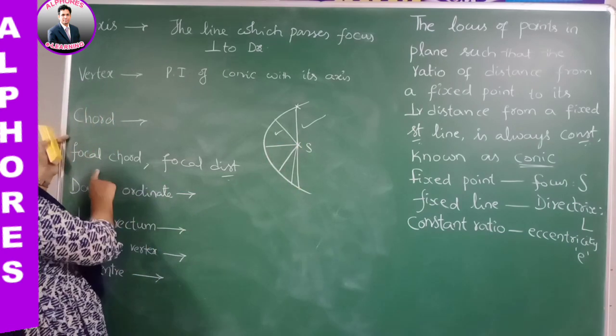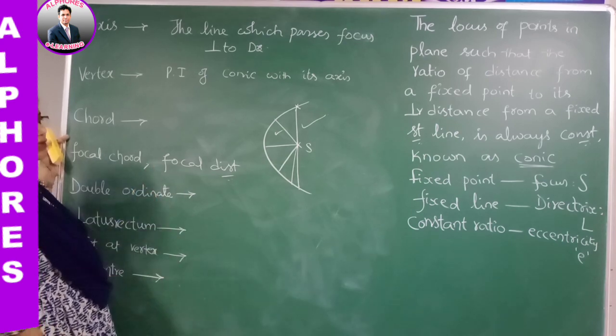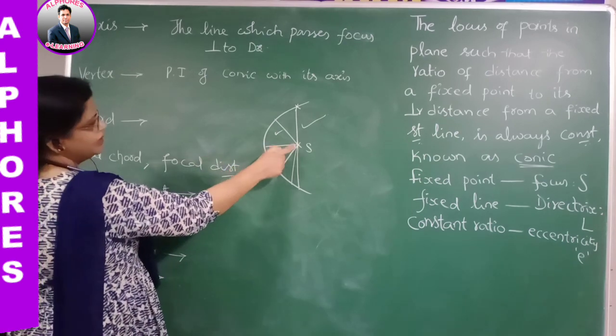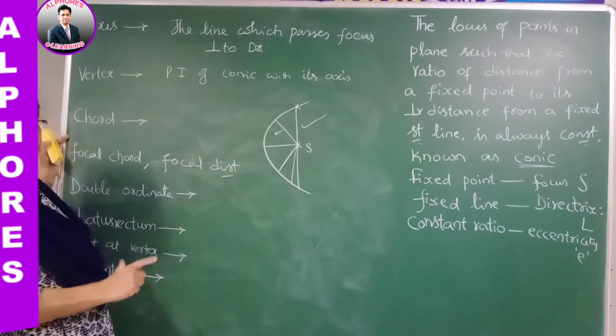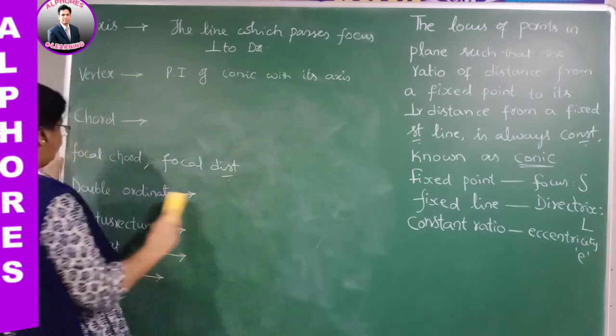Okay, so focal chord means a chord which is passing through the focus, and focal distance means the distance between the focus and any point on the conic.